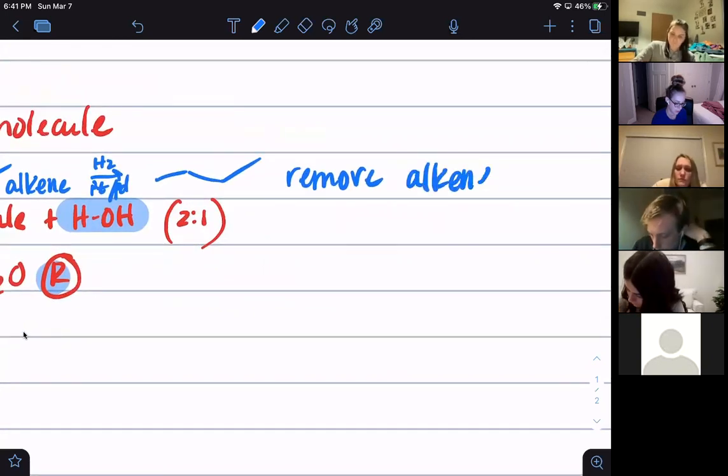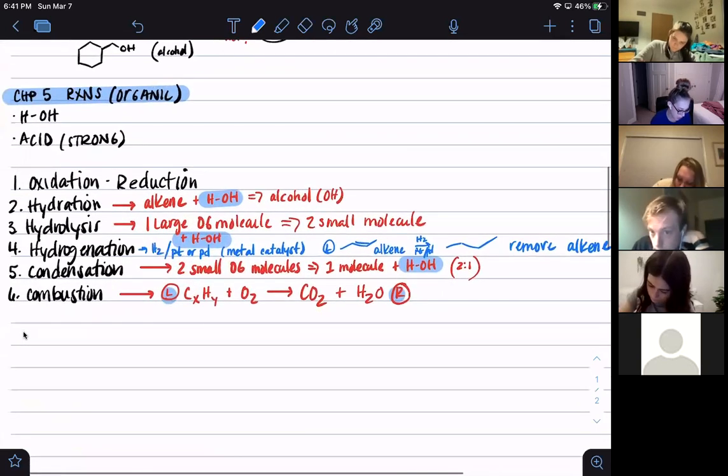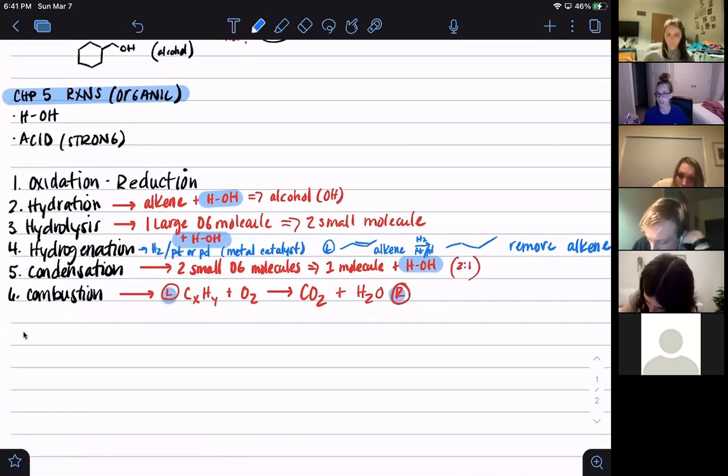Okay. So hydrogenation, removing the alkene only with H2 palladium or H2 platinum. Notice how there's no H2O, there's no OH source, it's just hydrogen gas. So all we can do is remove the alkene, okay?